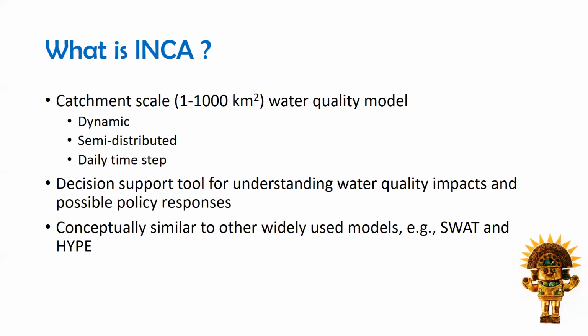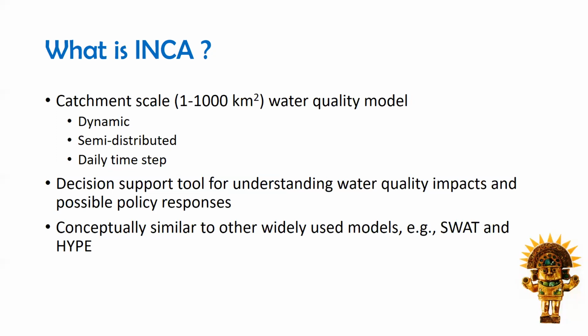Briefly, INCA is a catchment scale water quality model. So it simulates both terrestrial and in-stream processes and transport of selected pollutants, generally those that are relatively high priority and of management interest. The model's been applied to relatively small catchments, say on the area of 1 to 10 square kilometers, up to entire river basins such as the Ganges and the Brahmaputra in the Indian subcontinent.